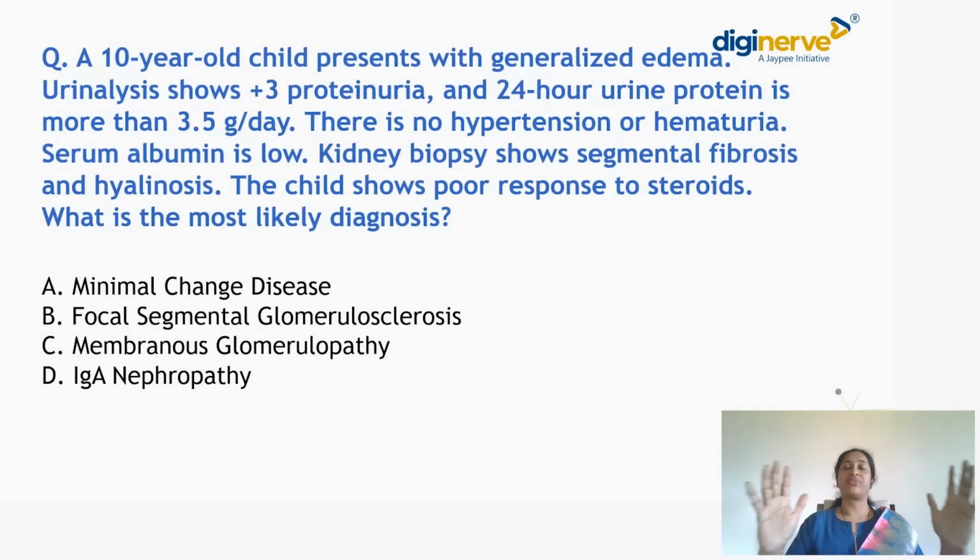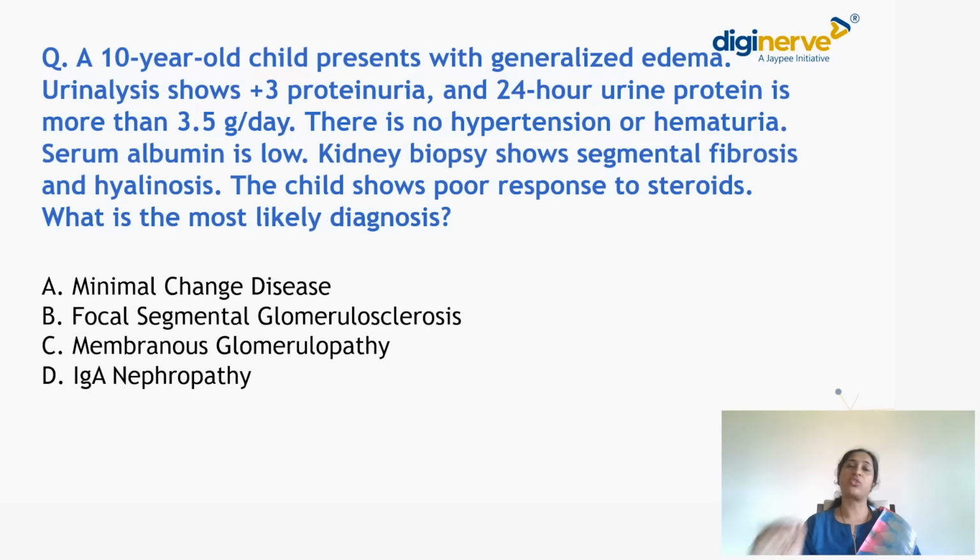Now, all this is a very nice case setting of problem solving. Okay, let's go step by step and then look at the options. 10-year-old child, all the features suggestive of nephrotic syndrome. Very good. So all of you must have identified the first 3-4 sentences showed that there's nephrotic with no features of nephritic, no hypertension, no hematuria. So this is classical nephrotic syndrome.